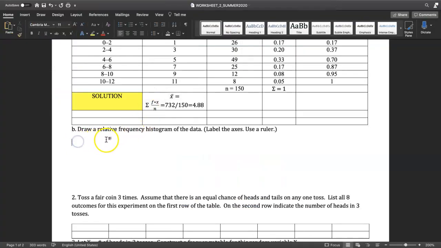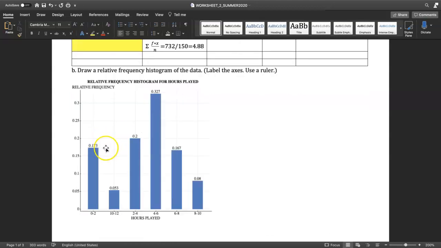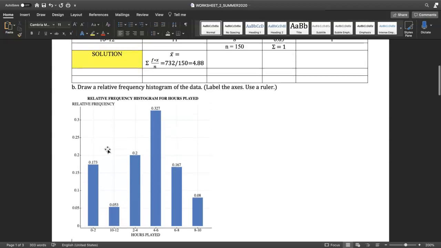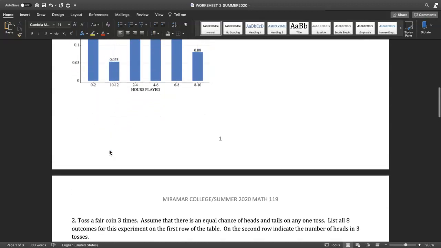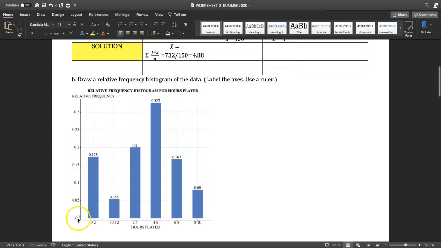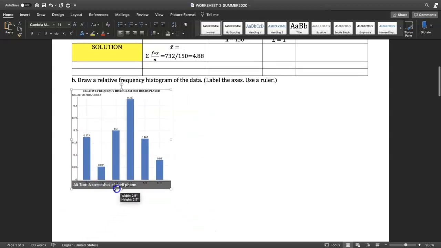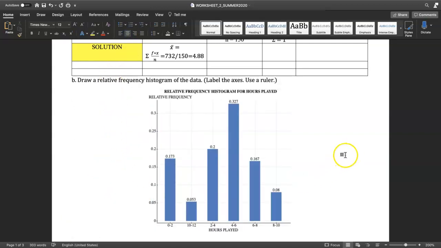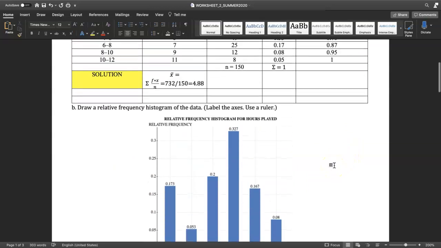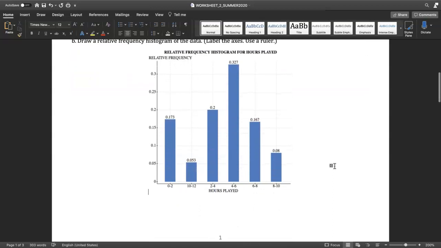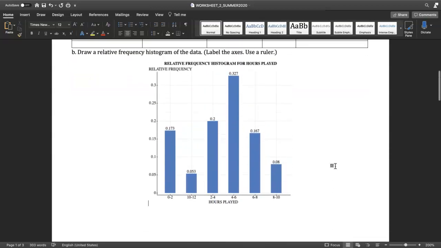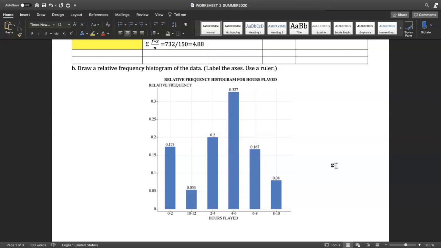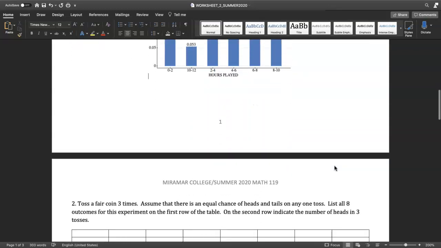Okay, so here's our part B here, and we'll do a Command V here, and there's our histogram. Okay, now I can resize this histogram, this picture, if I want, and so on. I can center it in the document. You have a word processor at your disposal, so you can use all the bells and whistles from your word processor to format your document. Okay, so there's our histogram there.